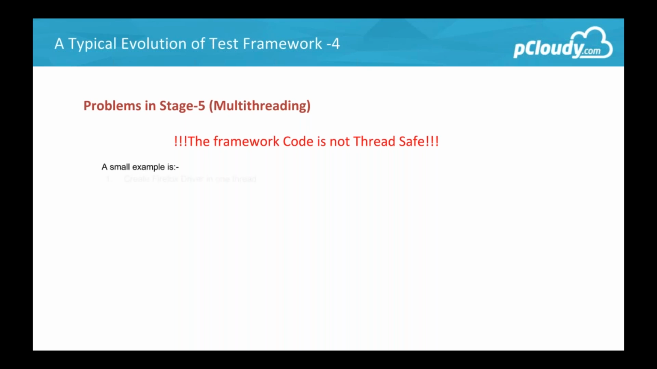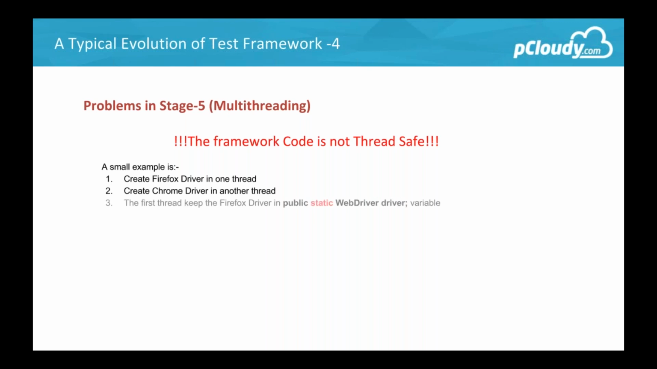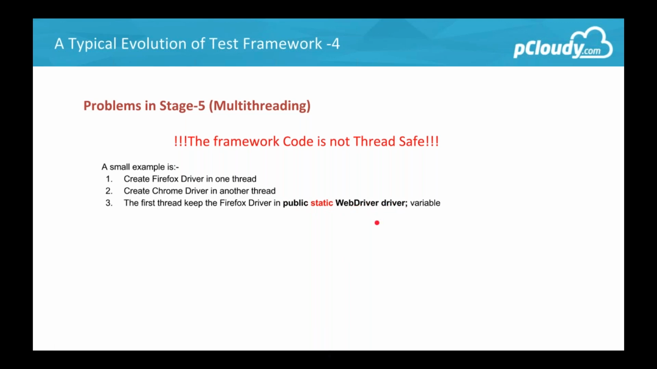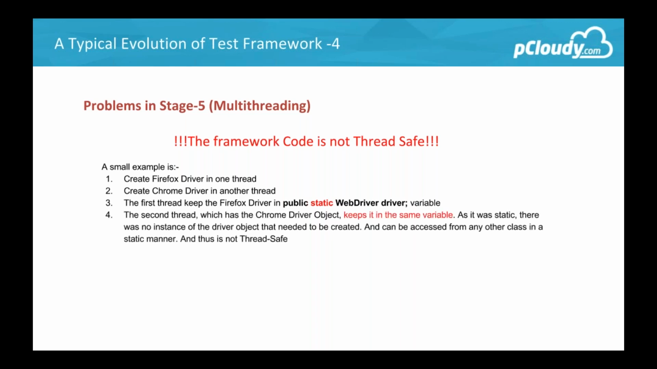If I give a small example, let there be 2 threads. One thread has created the Firefox driver instance: WebDriver Firefox driver equal to new Firefox driver. The second thread has created a Chrome driver. Now the first thread keeps the Firefox driver in the shared static variable, public static WebDriver driver. If this was in a Util class, then Util.driver equal to Firefox driver; the first thread will set this. The second thread, which has the Chrome driver object, also keeps it in the same variable, Util.driver.